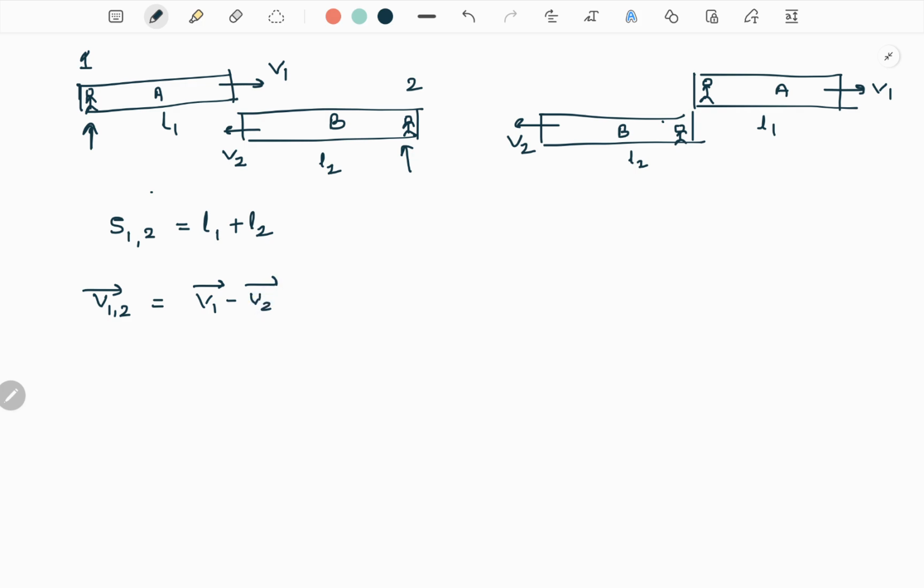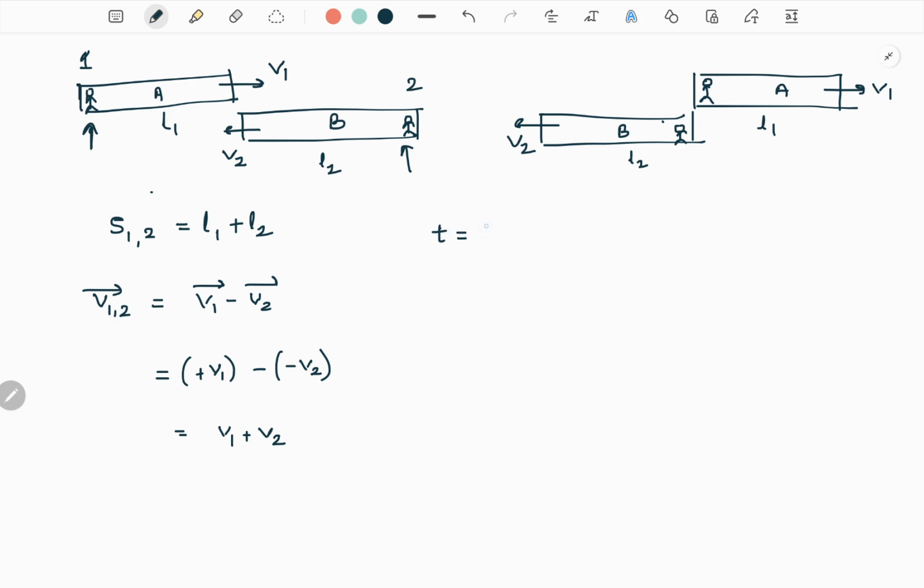In this case, the velocities are in opposite directions. The first one has a velocity in the right direction, hence we will consider it to be positive, whereas the second person has a velocity in the opposite direction, hence we will consider it to be negative. So the relative velocity is basically v1 plus v2.